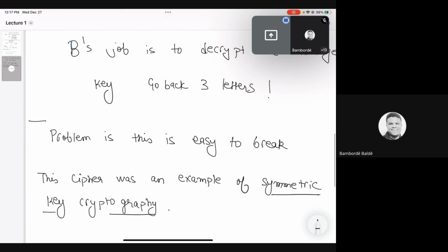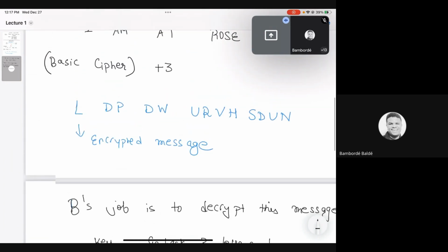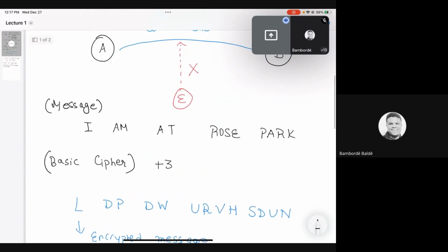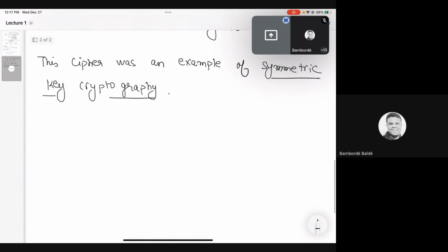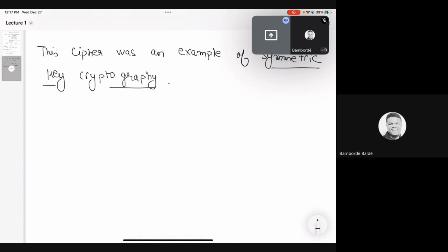So the idea behind a symmetric key is that whatever key you are using, both parties have information about that key, and they both use it. A general symmetric key cryptography would look something like this.